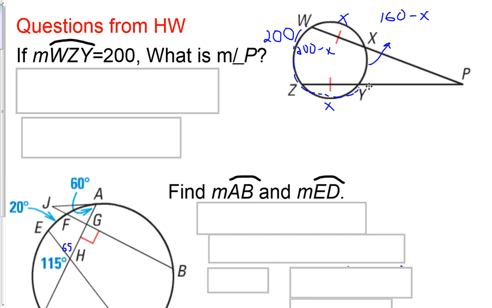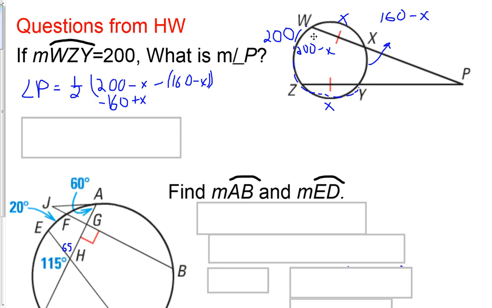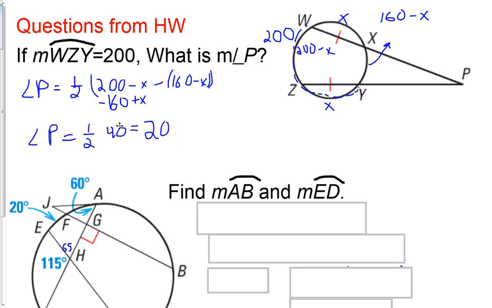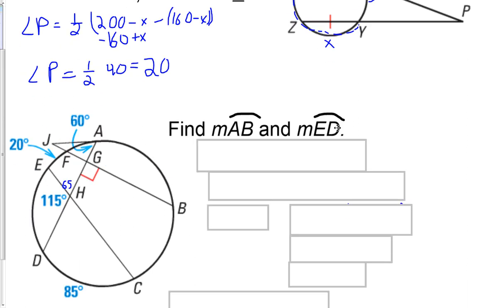And when we plug that in, here's what it looks like. Angle P equals half of 200 minus X, minus the whole parentheses 160 minus X. And now the negative distributes, so minus 160 plus X, and we get angle P equals half of this part right here, which is 200 minus 160 is 40, negative X plus X is 0, they cancel, and so we're just doing half of 40, which is 20. So angle P is 20 degrees.